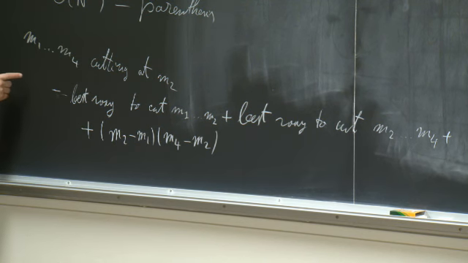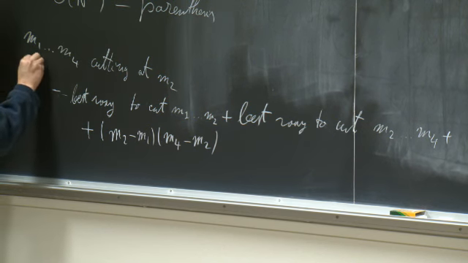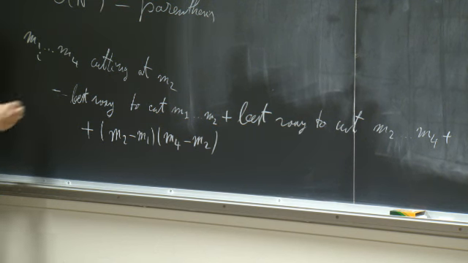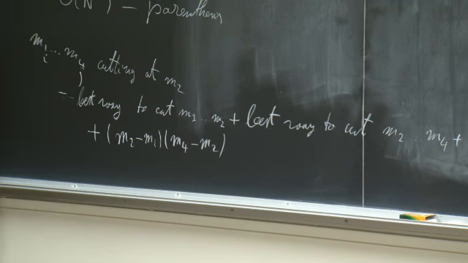So where are I and j here? Well, I would be 1. OK, so this is I. That's J. That's j. Cool.